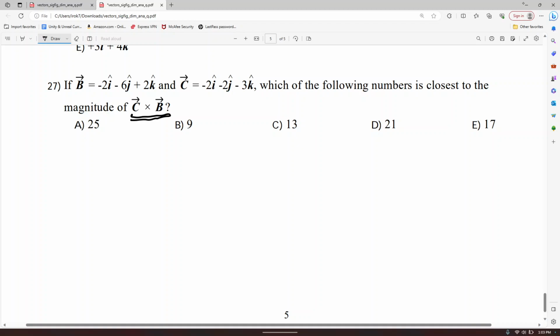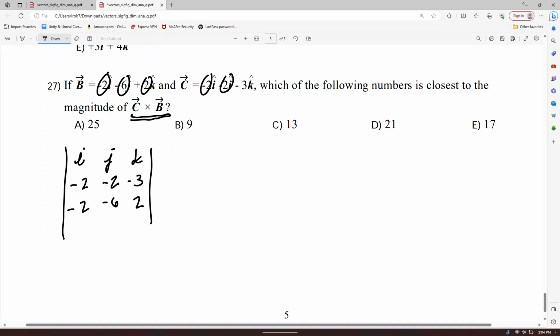So let's write this down. We have an i, a j, and a k. Now what we're going to do is make a matrix of these values in the order it wants. In this case, because it's c times b, we need to write down c first. So it'd be -2, -2, -3. And then for b, we have -2, -6, and 2. As you can see, I'm deriving these values from their coefficients. There you go. And from here we can start crossing these by using the matrix method.